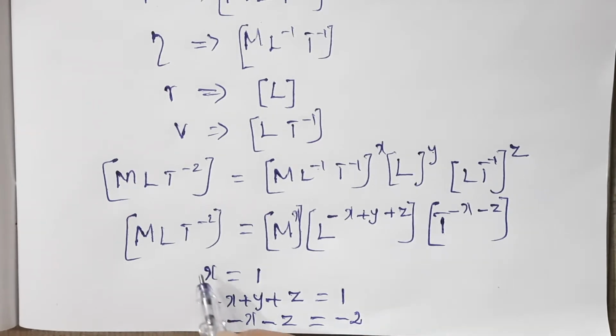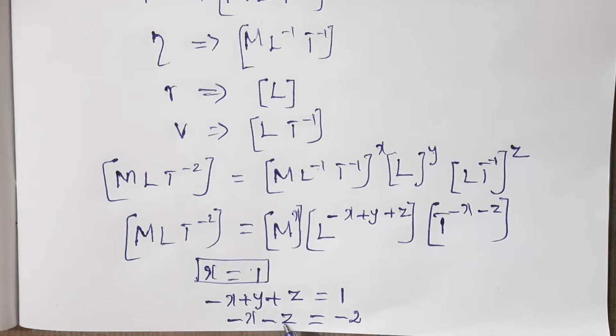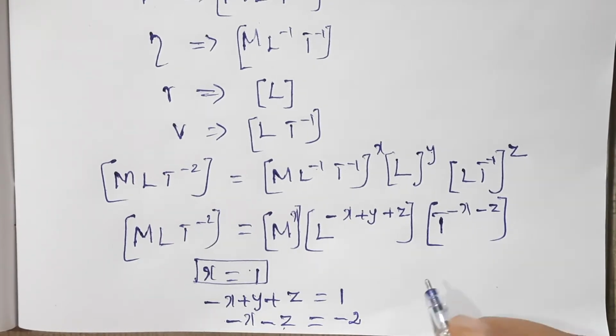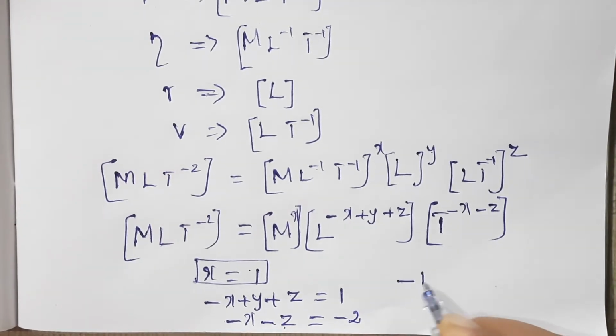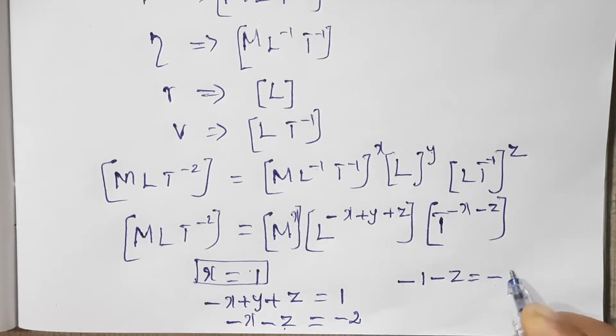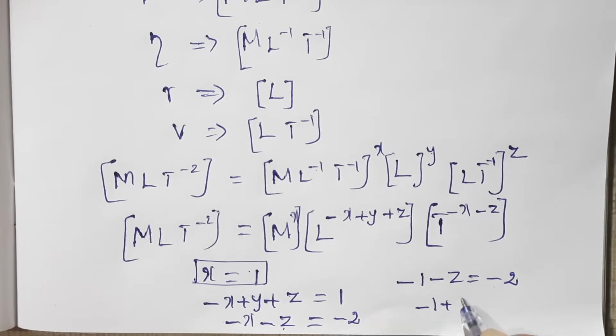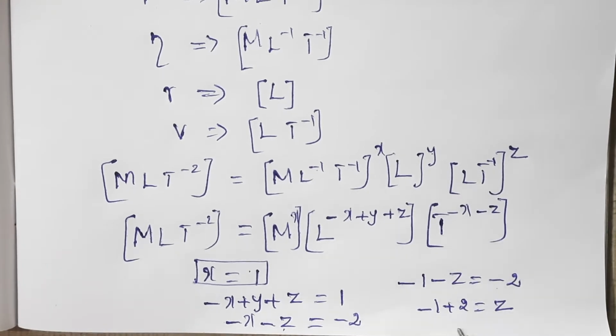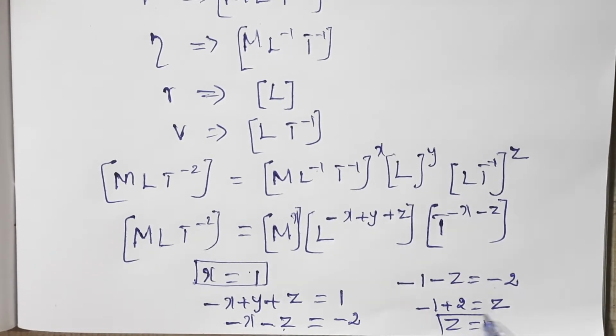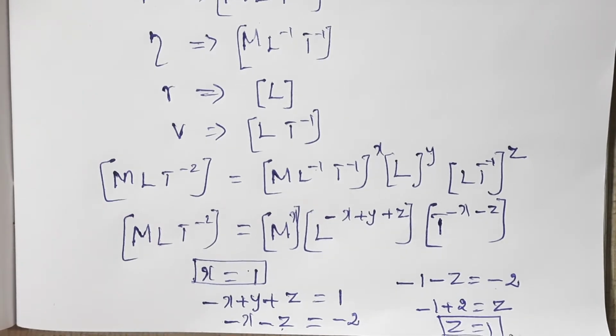So x equal to 1 we have got. If we substitute x equal to 1 in this equation, what is the answer? Minus 1 minus z is equal to minus 2. If the 2 comes to this side, minus 1 plus 2 is equal to z. So z is equal to 1. So x is equal to 1 and z is equal to 1.